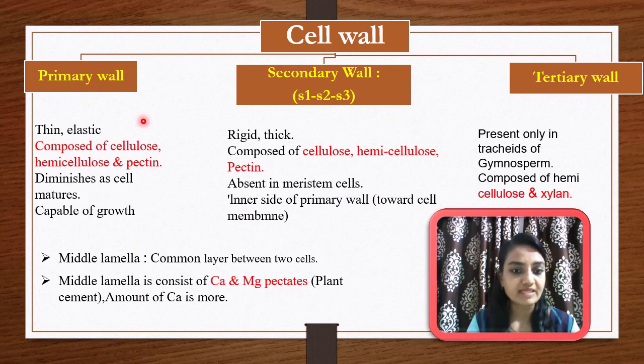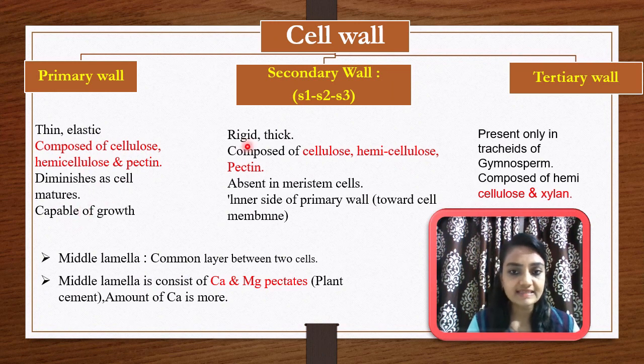What is a primary cell wall first? Primary cell wall is thin and elastic, and the main component of a primary cell wall will be cellulose. Along with the cellulose you will see hemicellulose and pectin. It diminishes as the cell is maturing. It is capable of growth. So the primary wall is capable of growing.